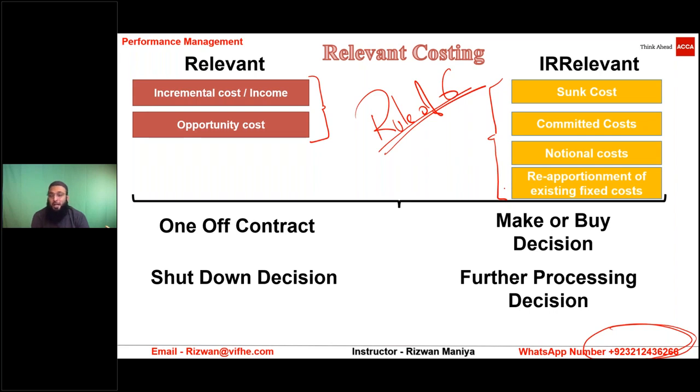You can start considering the subscription fee that you have paid at the start of the year. Is that relevant for you? No.